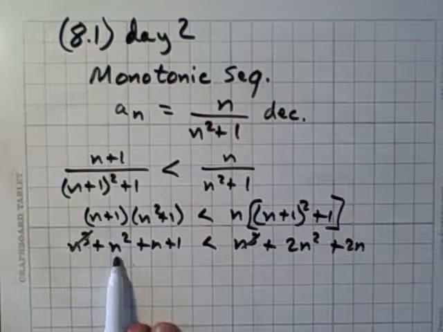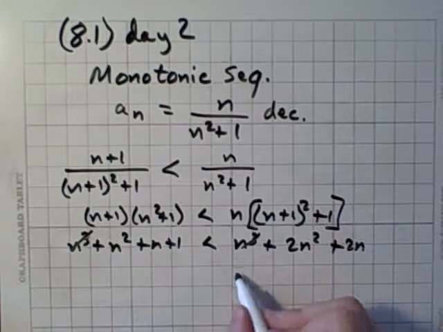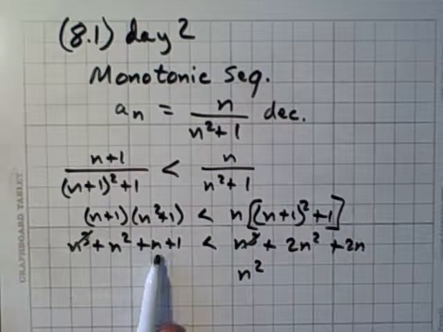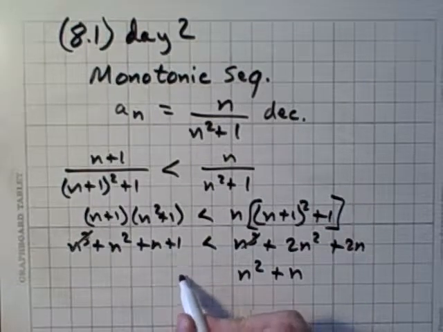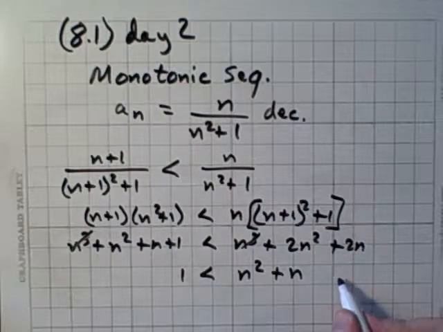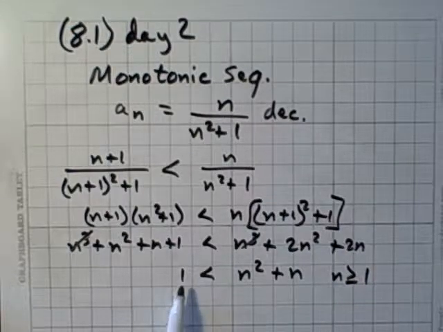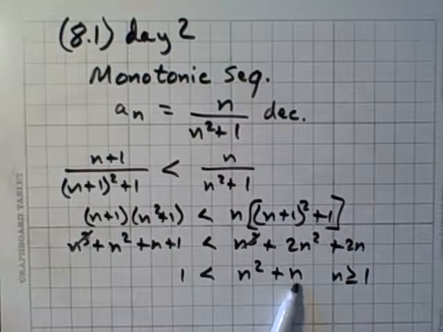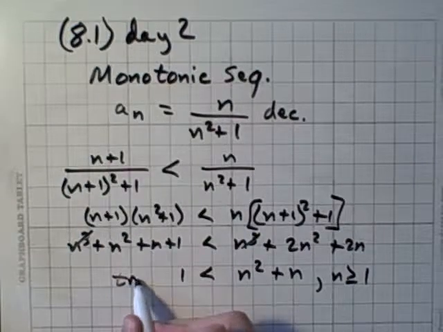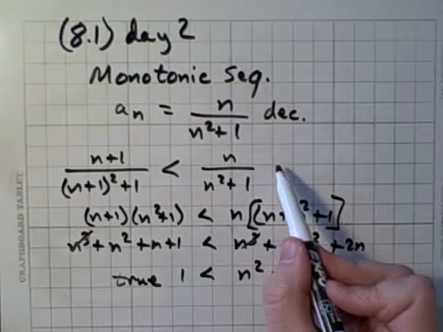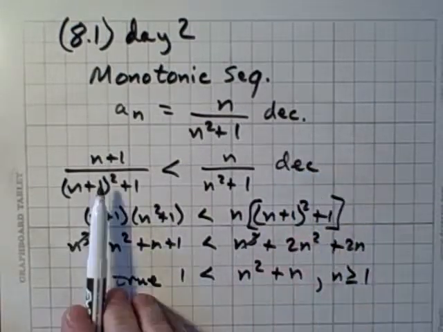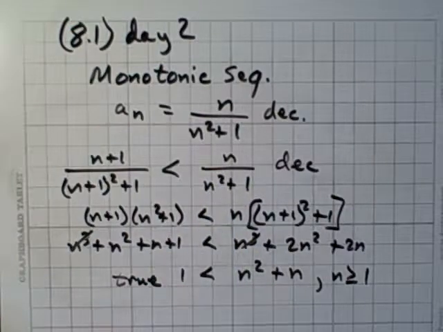If we subtract n squared, we'll get an n squared on the right. And if we subtract n, we'll get an n on the right. And we'll only have a 1 left on the left side. And since n is greater than or equal to 1, it is true that this has to be true. 1 is smaller than n squared plus n. I'm sorry, n squared plus n. And since this must be true, it means that all the steps previously have to be true. So it's true that it is decreasing because the nth plus 1 term has to be smaller than the nth term.